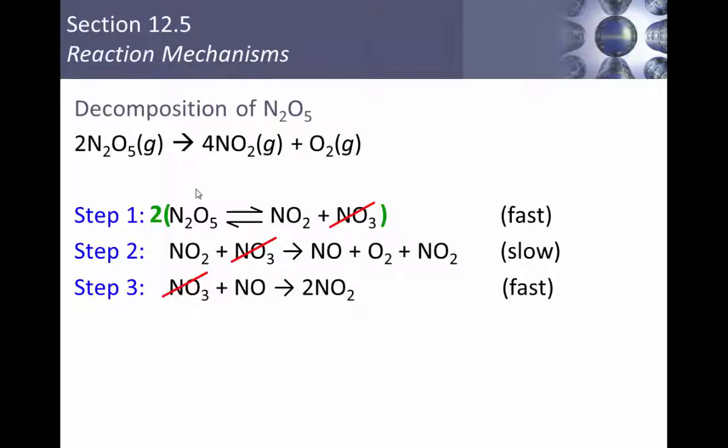I see NO2 on both sides, so we're going to cancel those. And I also see NO, so we're going to cancel those. All right, and so now what's left should add together to give you the overall reaction at the top. So if we multiplied this through, we'd have 2 N2O5s and 2 NO2s. We'd have 1 oxygen and another 2 NO2s, which would give us 4 NO2s, which then does show that the overall reaction has been formed. And so this is a plausible reaction mechanism for that reaction.